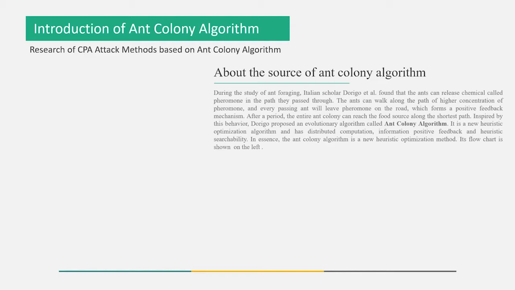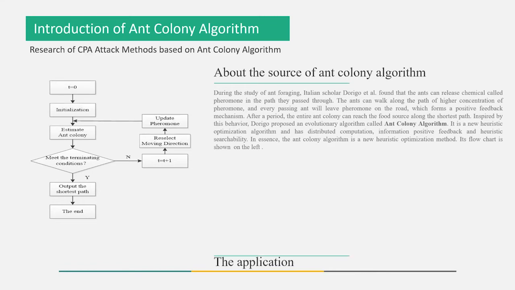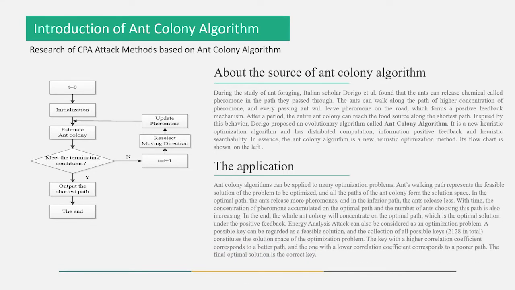Inspired by this behavior, Dorigo proposed an evolutionary algorithm called the Ant Cloning Algorithm. In essence, the algorithm is a new heuristic optimization method. Its flowchart is shown on the left. It can be applied to many optimization problems. An ant's working path represents a feasible solution of the problem to be optimized, and all the paths of the ant colony form the solution space.